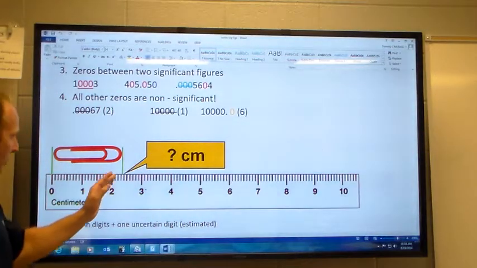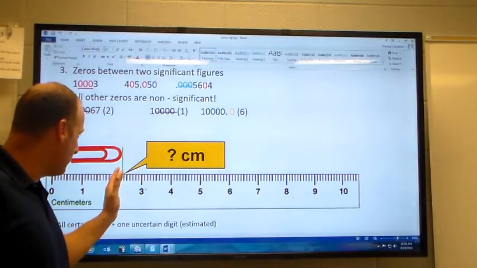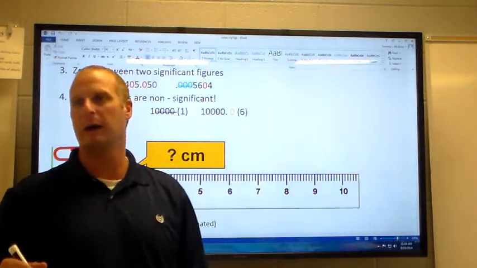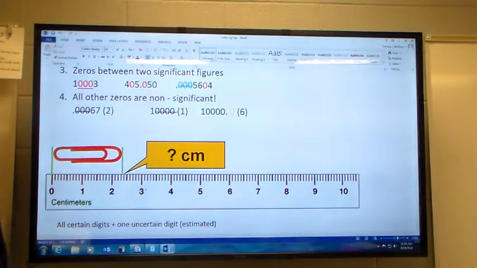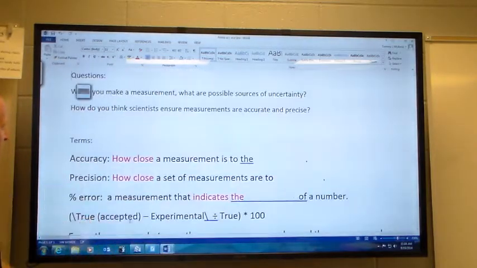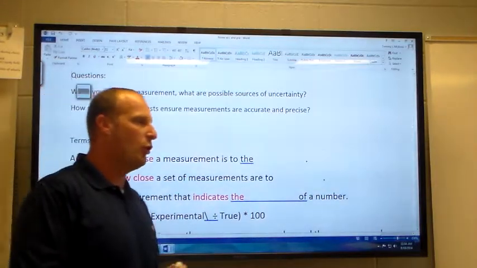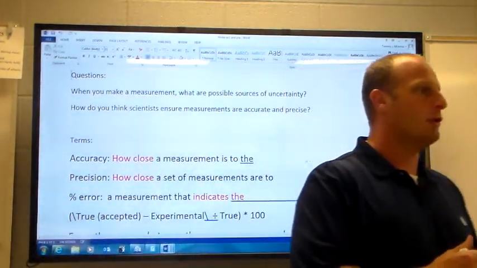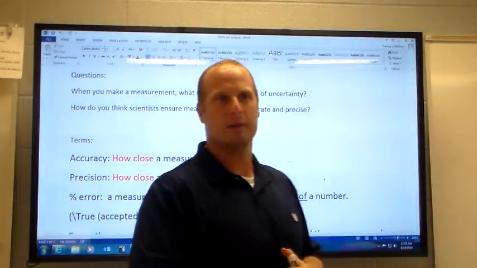I would read that as 2.3, and to me it's sort of right in the middle, 5. I would read that 2.35. Doesn't make me any more right or wrong than what you wrote down on your papers. All right? So that leads us into this discussion. How do you think scientists can ensure or measure that their numbers are accurate and precise?